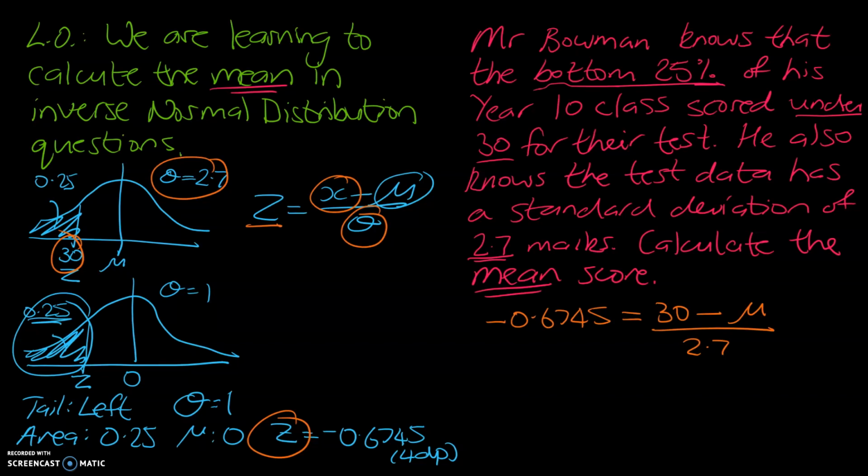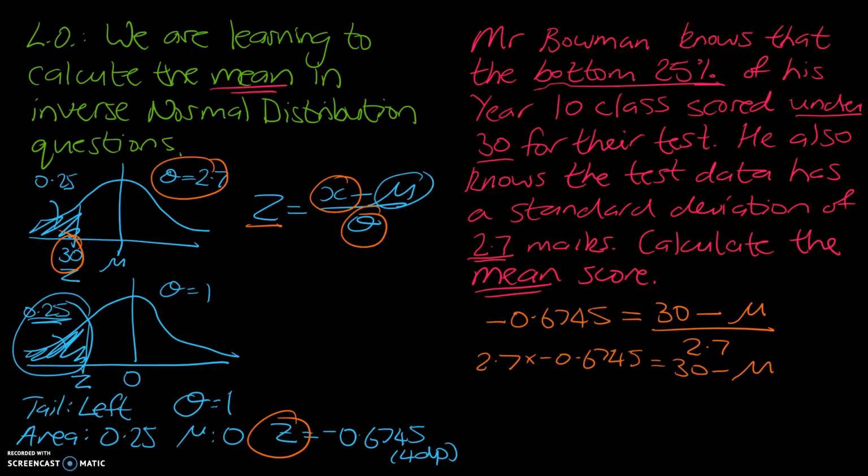We then need to either use our algebra or the solver function in our graphics calculator to find out what that mean is going to be. So first step, let's move the divide by 2.7 over to the other side. And we do that by multiplying the other side. And that is going to be equal to 30 minus mu.